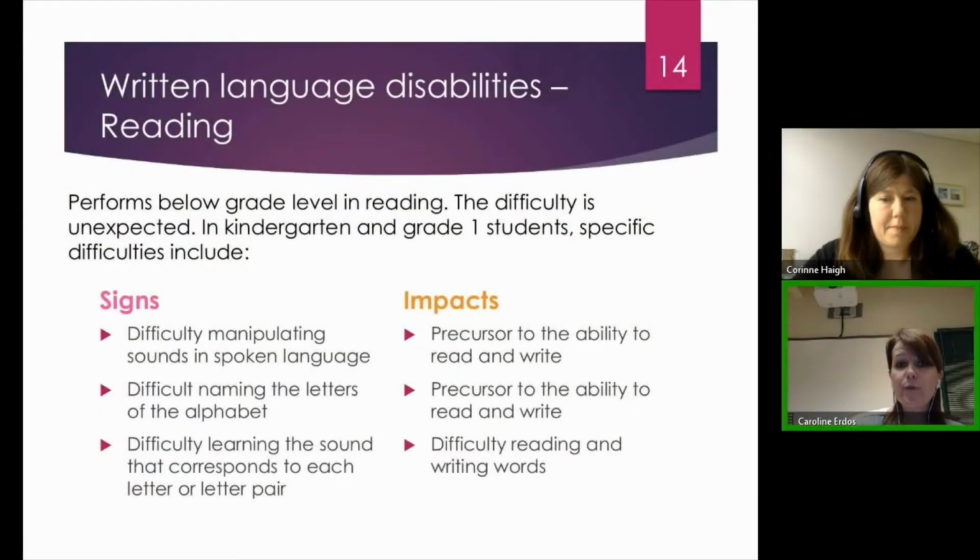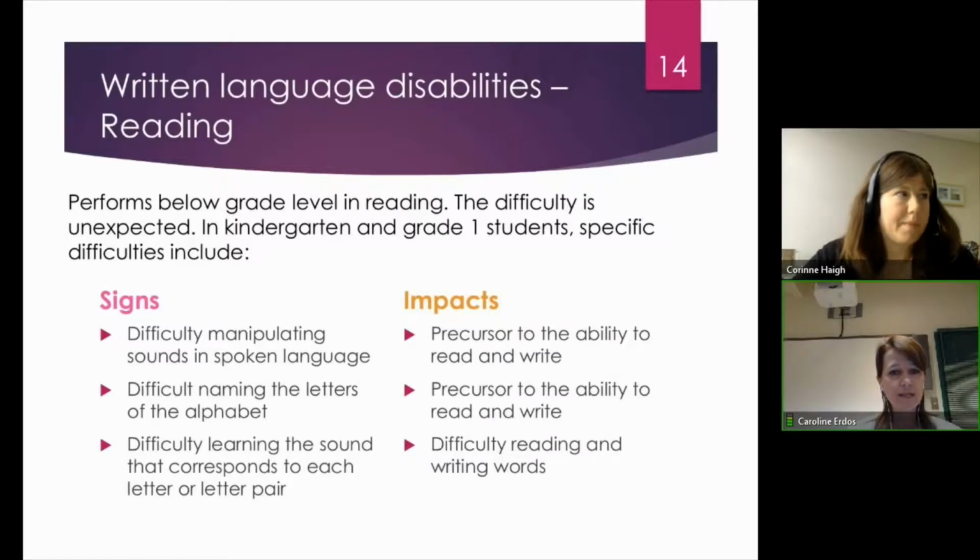Now, when we're talking about written language disabilities, more specifically reading, what we would see there in the early grades is a child who's performing below grade level in reading, where the difficulty is unexpected, meaning that the child is actually at grade level in every other area. But when it comes to literacy, there's a specific difficulty there.